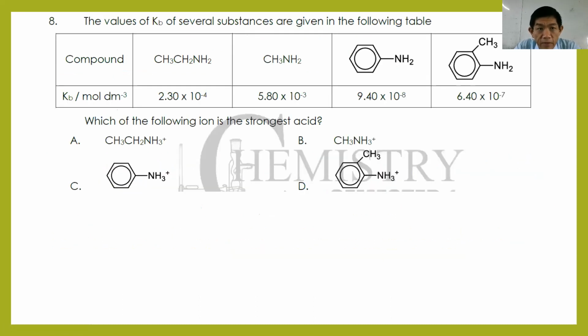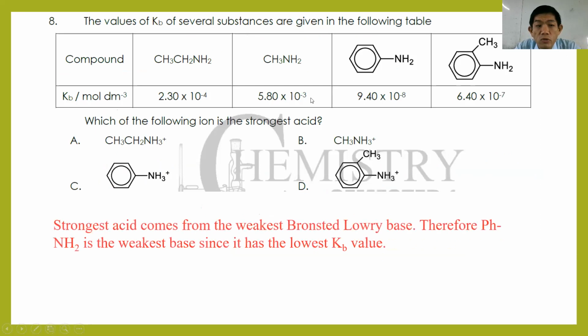And then number 8, the values of Kb for several substances are given in the following table. So you have these Kb values. Which of the ions is the strongest acid? The strongest acid is made from the weakest conjugate base, and the weakest conjugate base will have the lowest Kb value. The one with the lowest Kb value in here is aniline, 9.4 times 10 power negative 8. Therefore, the strongest conjugate acid is the benzene ammonium ion. So that is for question number 8.